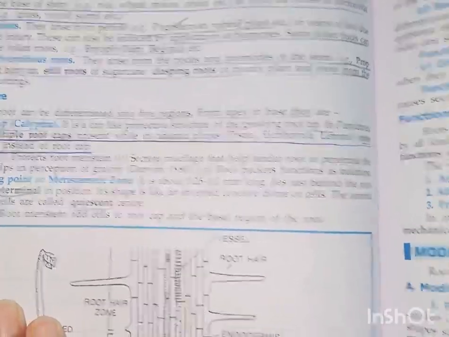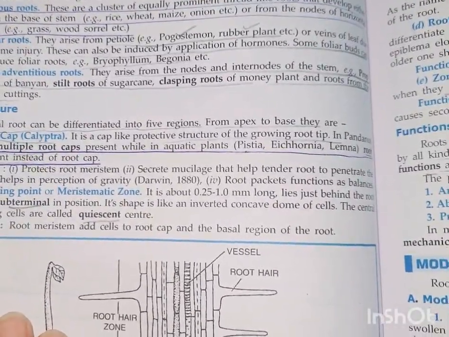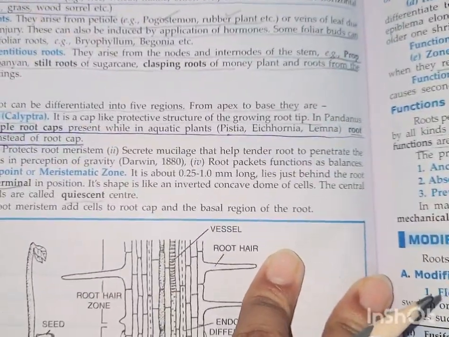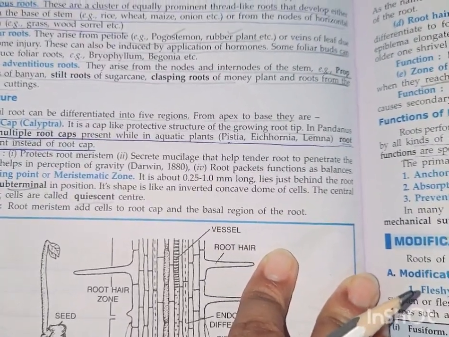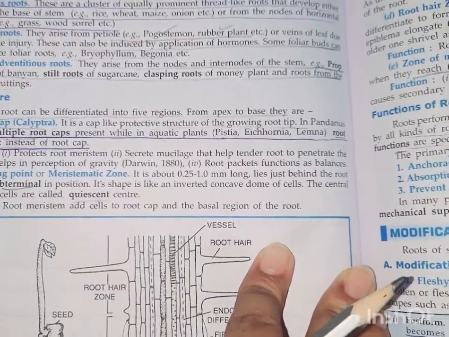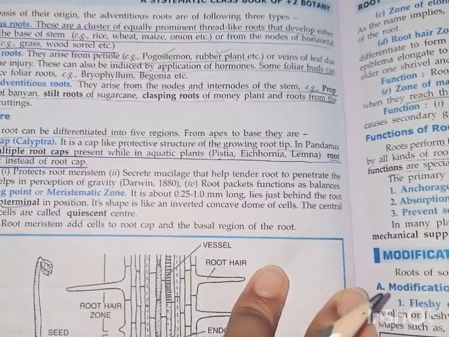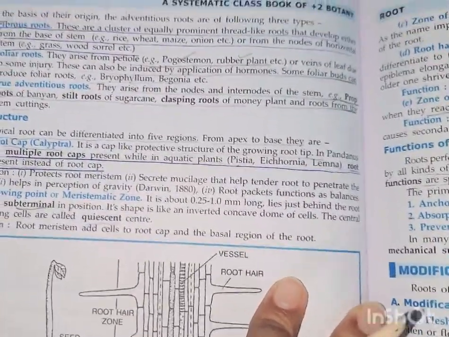Then root structure. A typical root can be differentiated into five regions from apex to the base. In the apical part, they have the root cap or calyptra which protects the growing tip of the root. In Pandanus plant, multiple root caps are present, while in aquatic plants, root pockets are present instead of root cap.